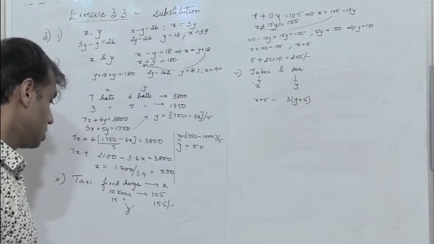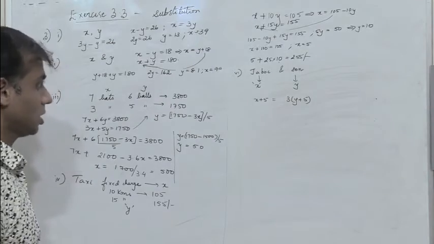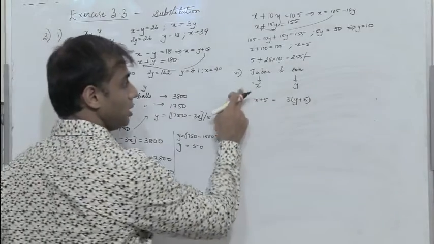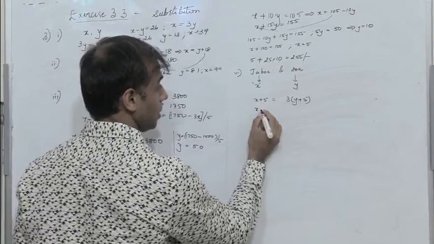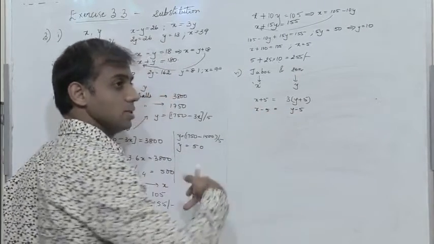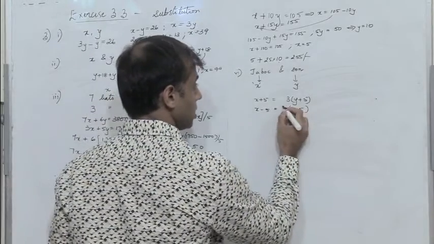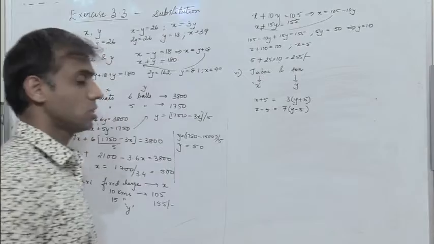And what is the other condition? 5 years ago, Jacob's age was 7 times that of his son. So 5 years ago is x minus 5 and y minus 5. But 5 years ago, Jacob was 7 times as old as his son. So these are the two equations what we have got.